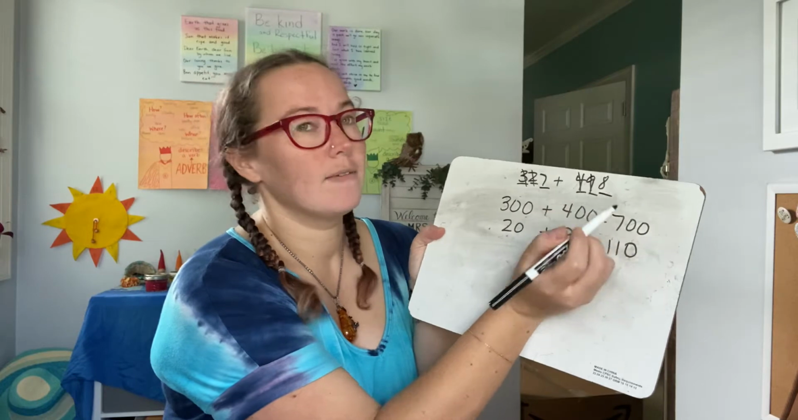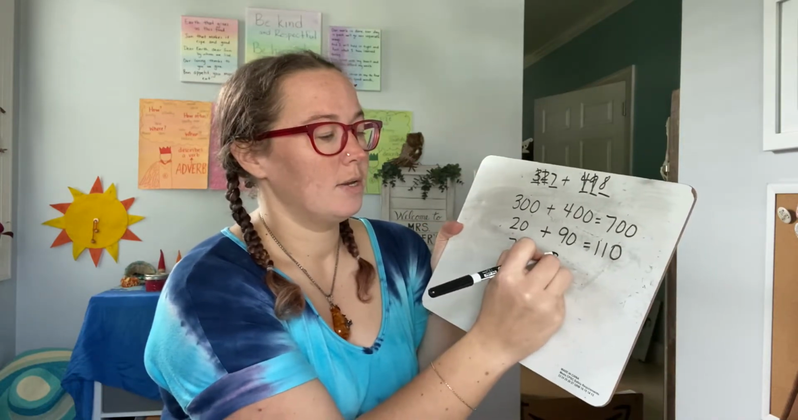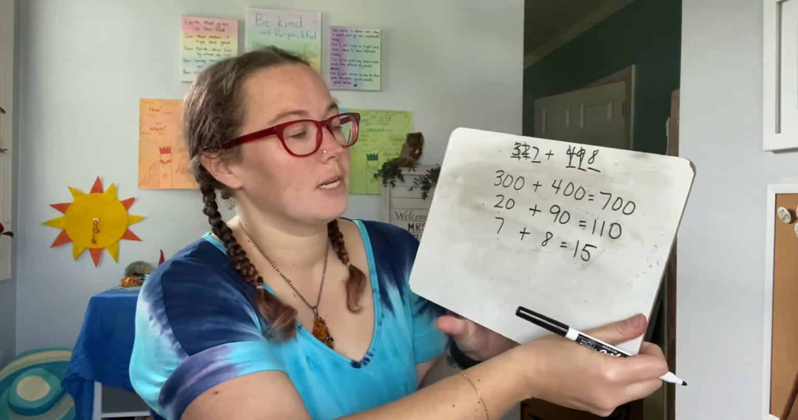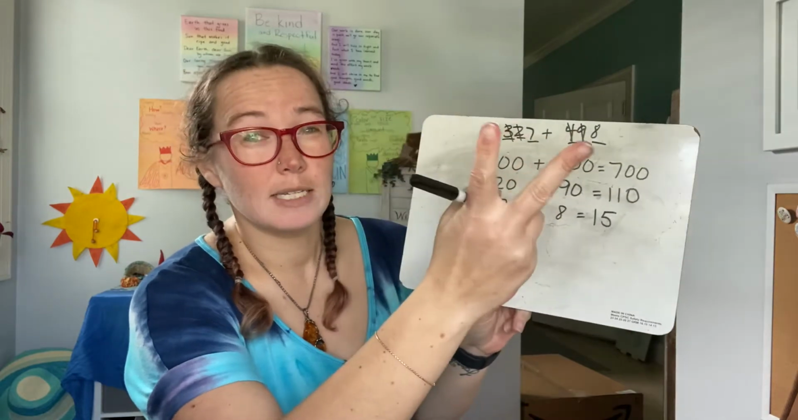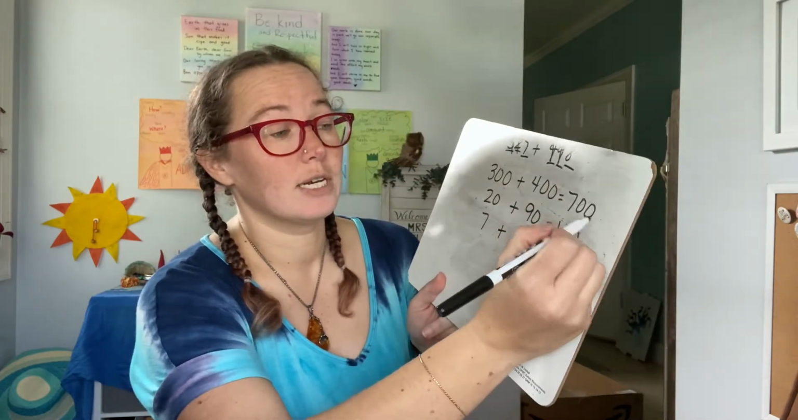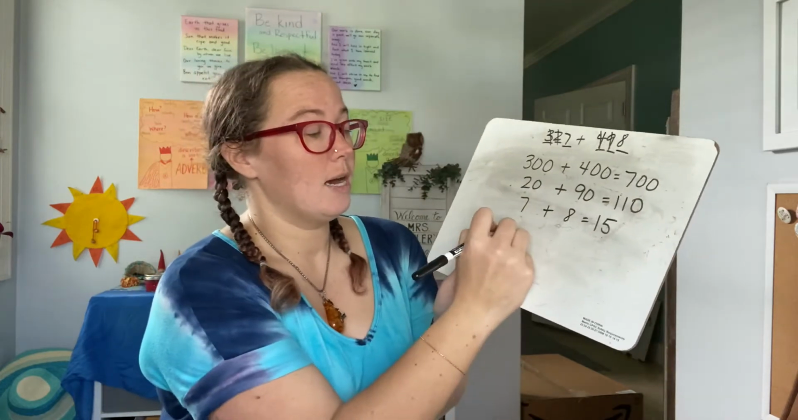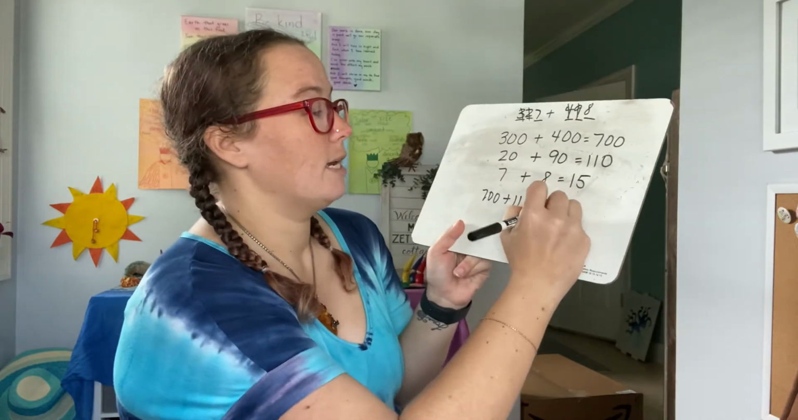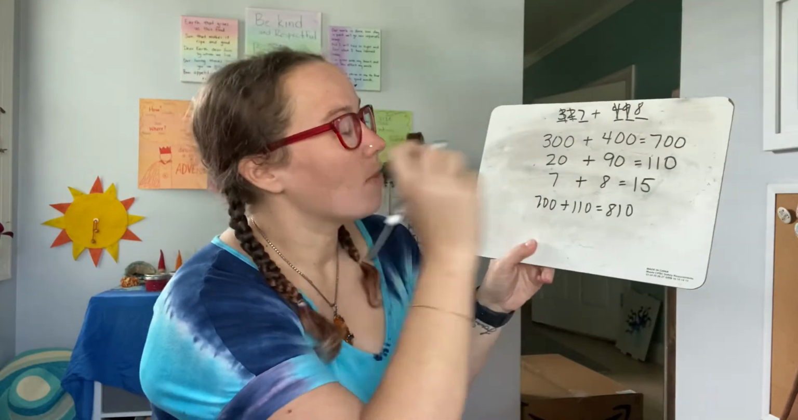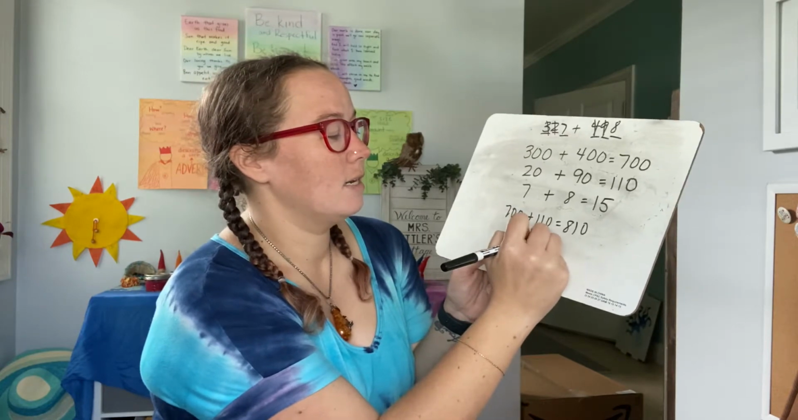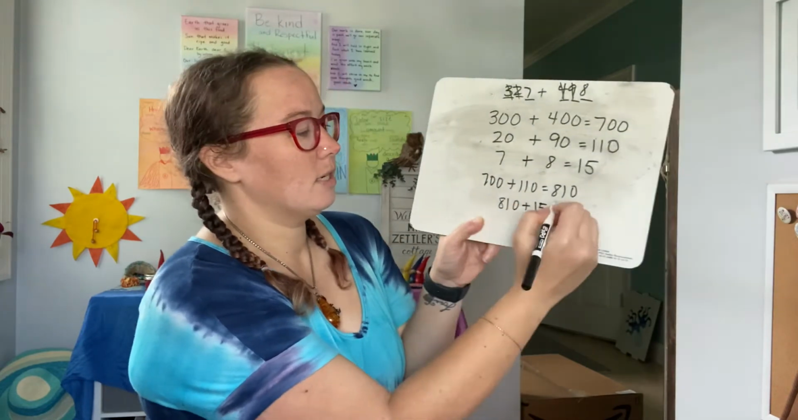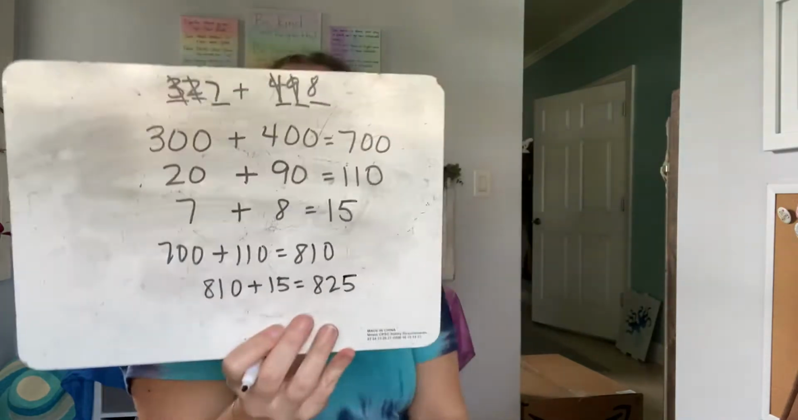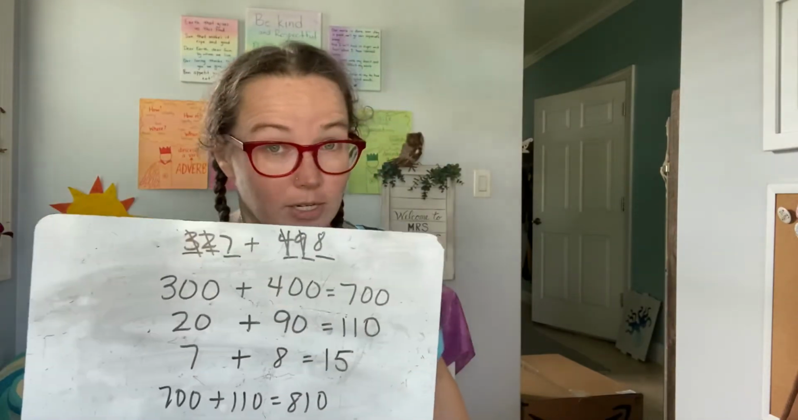And then I'm going to take a look at my ones. So I've got 7 ones and I have 8 ones. So 7 plus 8 is going to get me 15 ones. And now I've got to add these. I've got 2 ways that I can add these. If I feel like I need to add my hundreds first, I can do that, or I can just kind of add them all up. So I'm going with 700 plus 110 is going to equal 810. Okay. Then I'm going to take my 810 and I'm going to add 15 to it, and I'm going to end up with 825. Okay. So that's another way to do it.